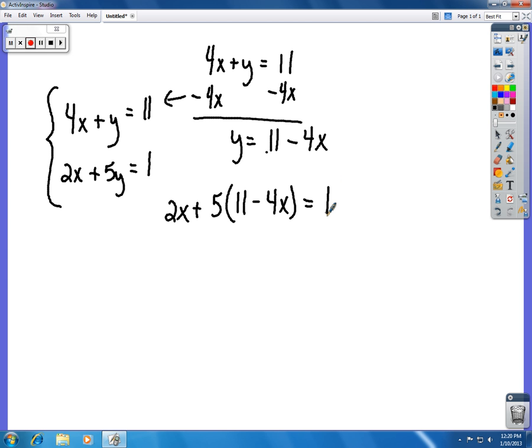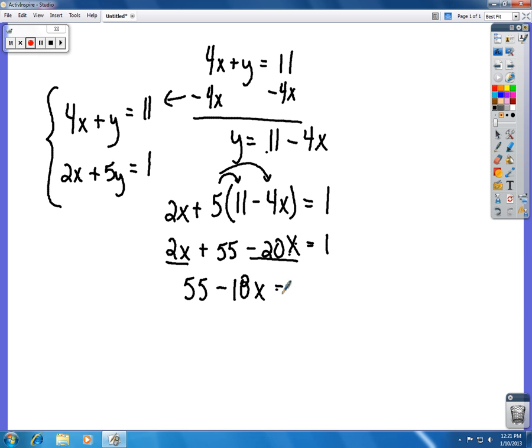Okay, and now I need to simplify this side so that I can get it down to just a single x term and then a coefficient that I can move over to the other side. So if I multiply the 5 through to both terms here, I will have 2x, that doesn't change, plus 55 minus 20x, and that still equals 1. Okay, and now I can combine the like terms that I have on this side, which are this 2x and this negative 20x. So a positive 2 plus a negative 20 would give us a negative 18. So I've got 55 minus 18x, and that equals 1.